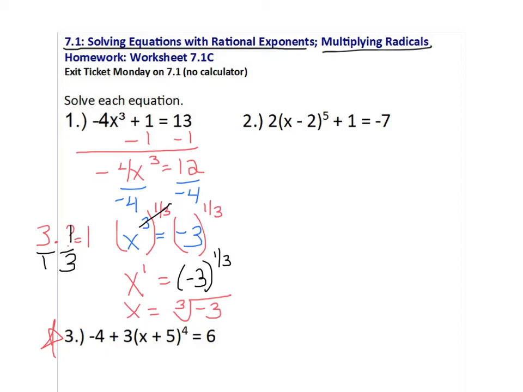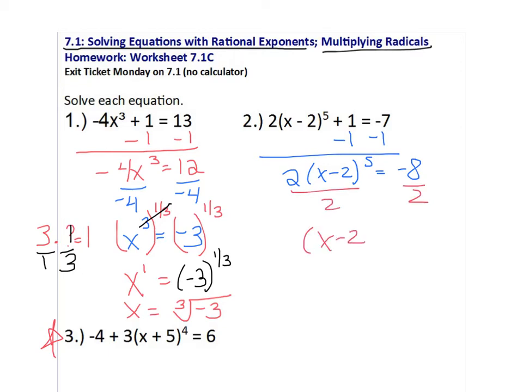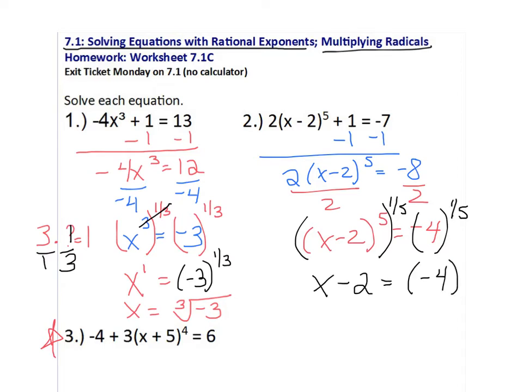Okay, so now for number 2, write that equation down. Subtract 1 from both sides. Divide by 2. And now, to eliminate the exponent, we're going to raise both sides to the 1/5 power. Because the denominator was odd, I do not need a plus or minus. But one last step, we're going to add 2.